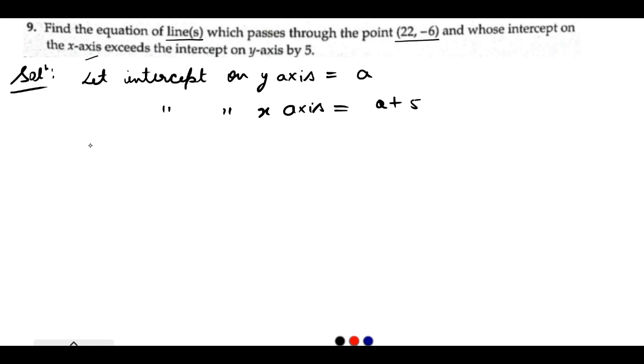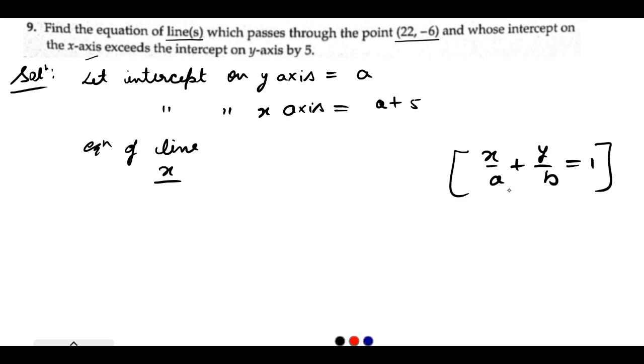Then the equation of the line will be x upon a plus y upon b is equal to 1, where a is the x intercept and b is the y intercept. And here x intercept is a plus 5 and y intercept is a.